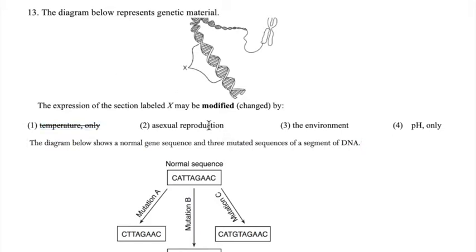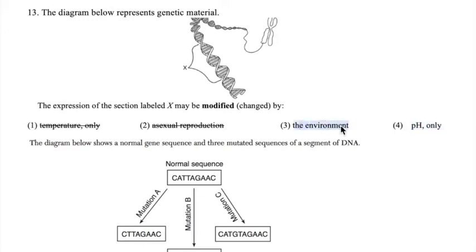2, asexual reproduction. What is that? That's when things are making copies of themselves. Can that change DNA? It will not. So this one's not the right answer. Now we're down to 3 and 4, pH and the environment. Technically, this is an unfair question because pH is from the environment, but then it says only. So I'll get to that in a second.